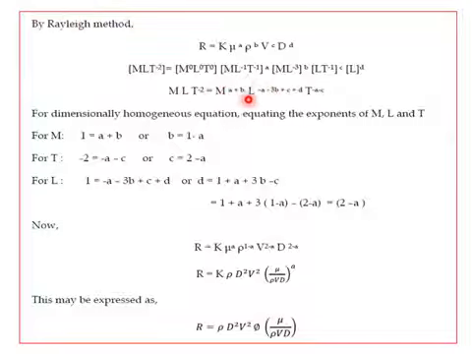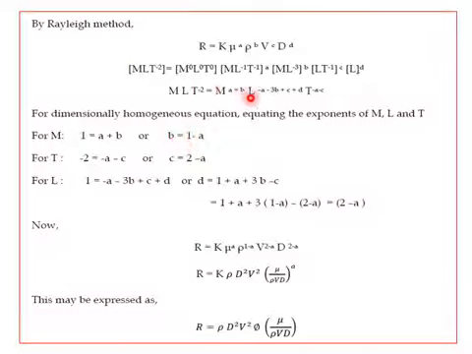So till here we have discussed. Now, since it's a dimensionally homogeneous equation, we can equate the exponents of M, L and T. For M it is a plus b, and here it is M to the power of 1, L to the power of 1, T to the power of minus 2. So a plus b is equal to 1. Therefore you can express it in terms of a. So b equals 1 minus a.